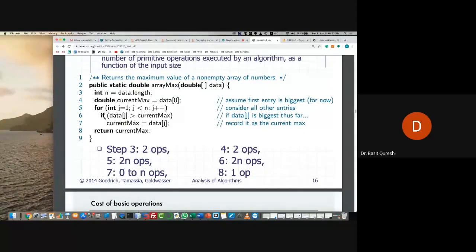Let's look at this one, line number 6. So if data of j is bigger than current max. Let's say data of j, where is it? Is it locally available, or do we have to go and fetch it? You have to fetch it. Okay, so this should be equal to 1 operation. Every time we have to go fetch it. What about current max? Is it available locally?